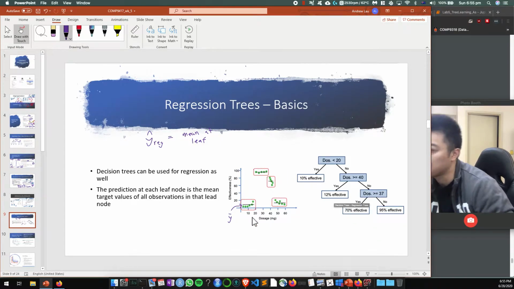Okay. For example, I think this box here, and that y bar there must be 10%. Or let's say the dose is between 20 and 40, which is here. What's the y bar? 12. Wait, sorry. If the dose is, it's 37. So it's 70%. So here, this guy here is for when x is between 20 and 37.